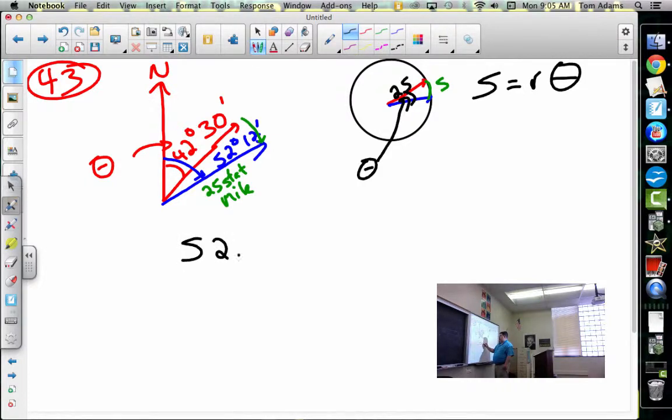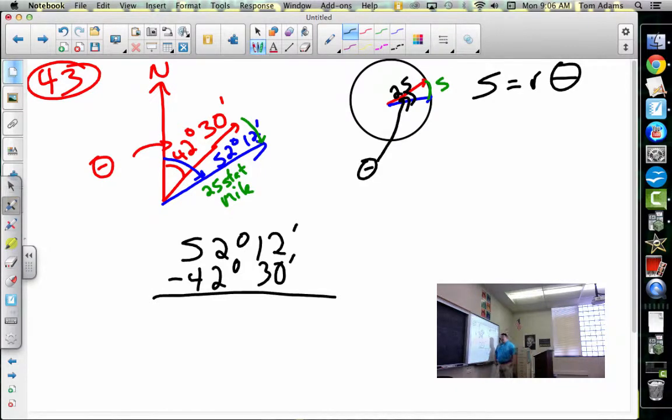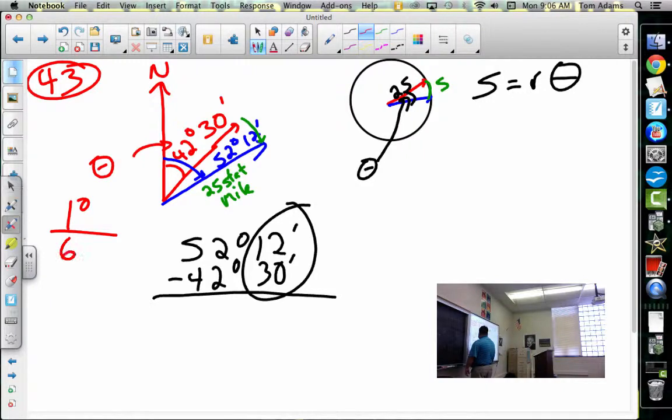So one thing we could do, first, do you guys agree that we have to find the difference of these two? So I have 52 degrees, 12 minutes minus 42 degrees, 30 minutes. The problem is, can I subtract 30 minutes away from 12 minutes? No. So I'm going to have to convert these to decimals. Well, how many minutes are there in a degree? The conversion ratio is 1 degree is equal to 60 minutes. So the first one, what is 12 over 60 reduced down to?